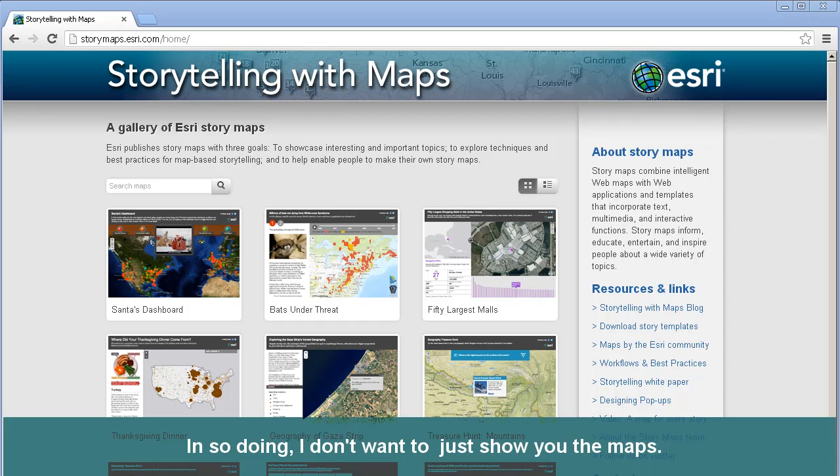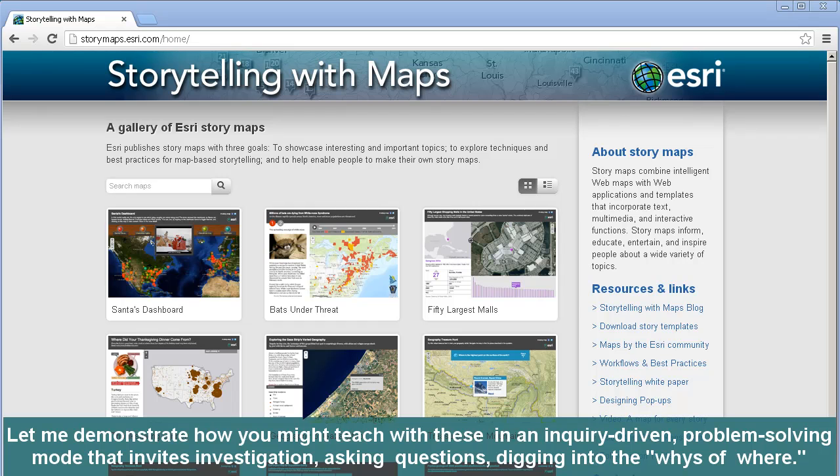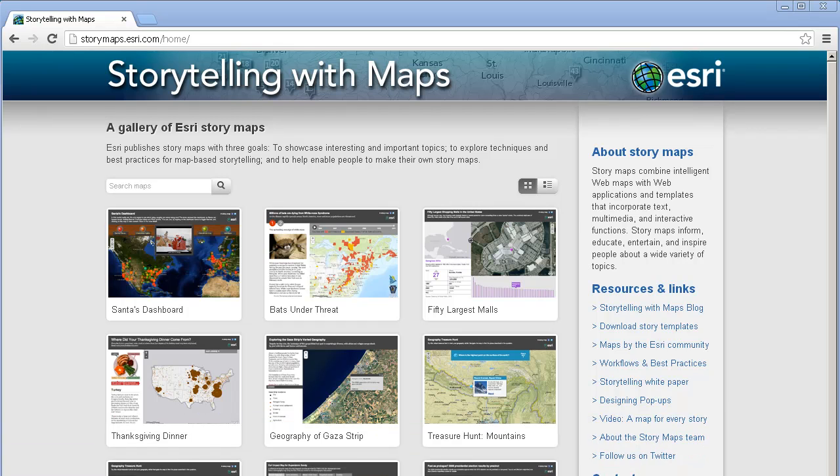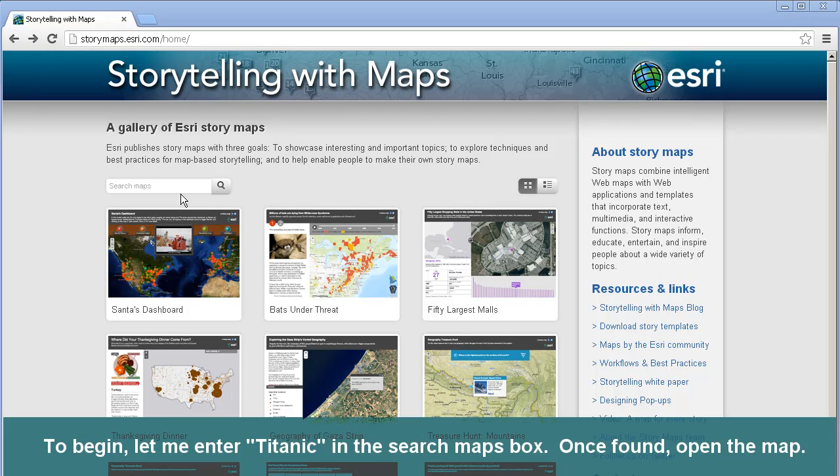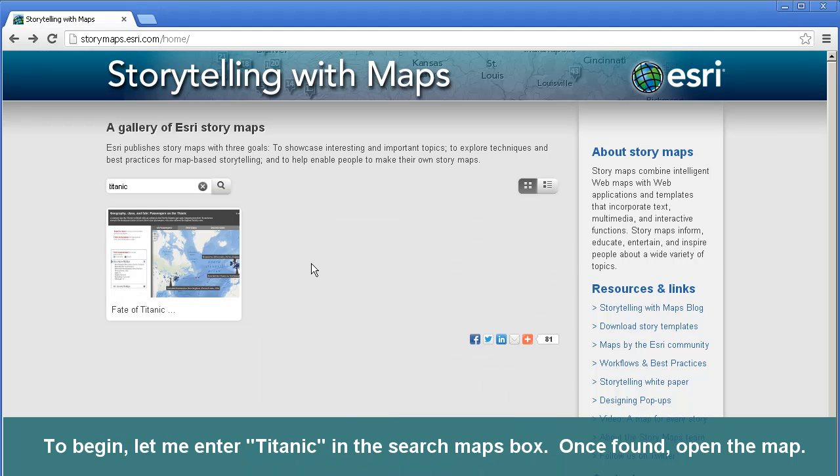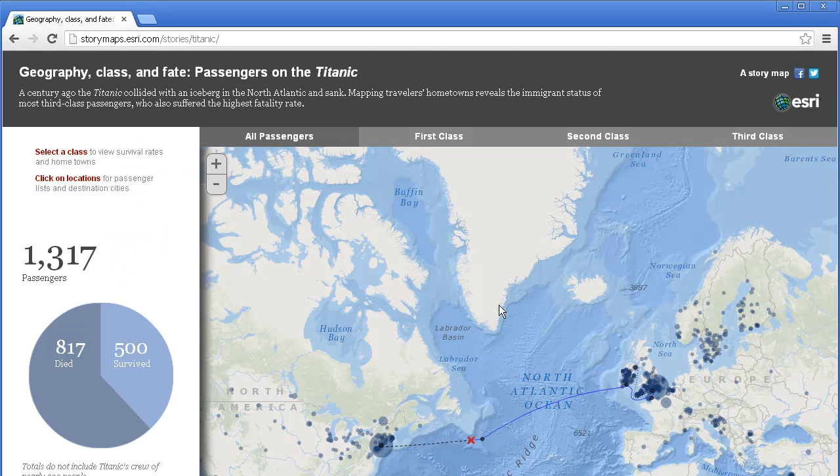In so doing, I don't want to just show you the maps. Rather, let me demonstrate how you might teach with these in an inquiry-driven, problem-solving mode that invites investigation, asking questions, and digging into the whys of where. To begin, let me enter Titanic in the map search box. Once found, open the map.